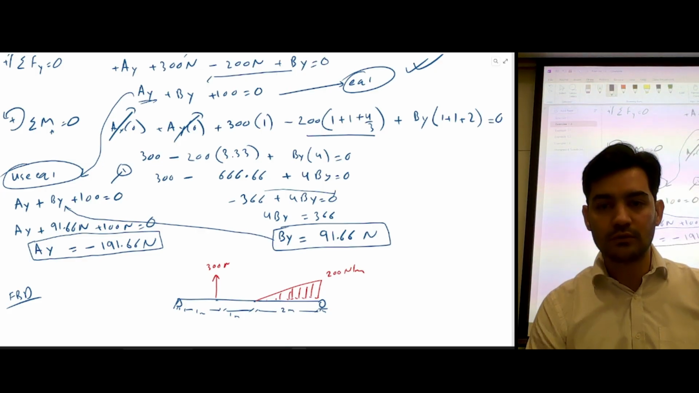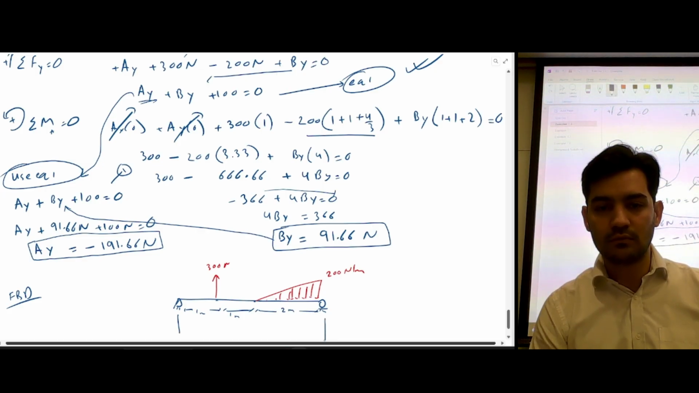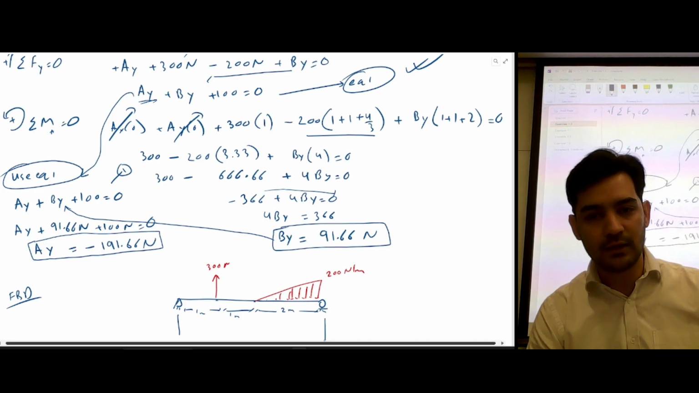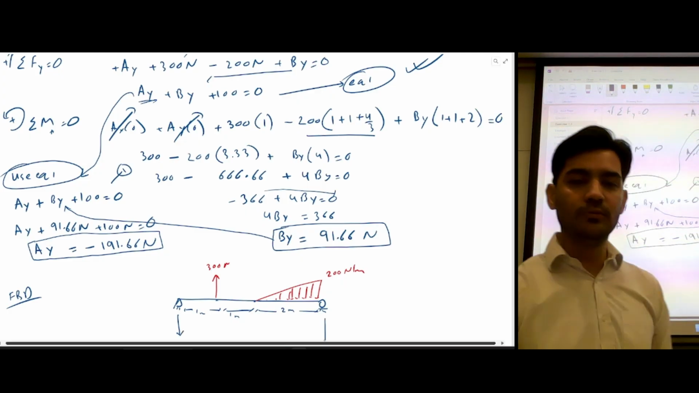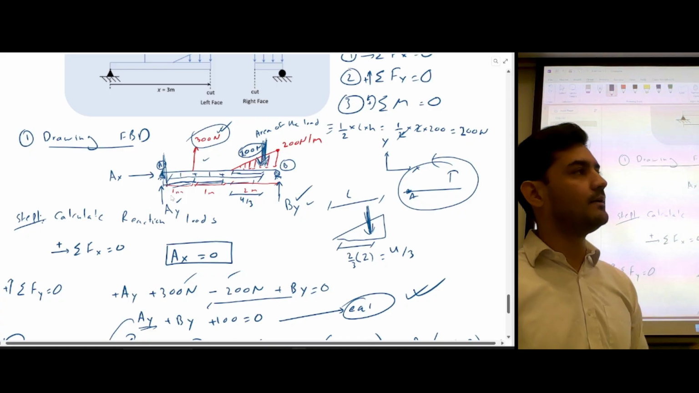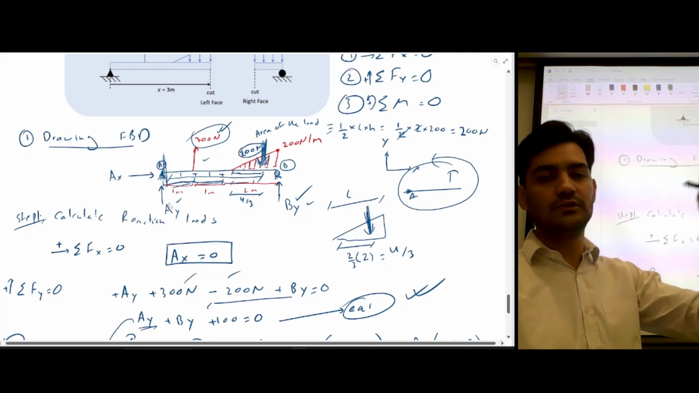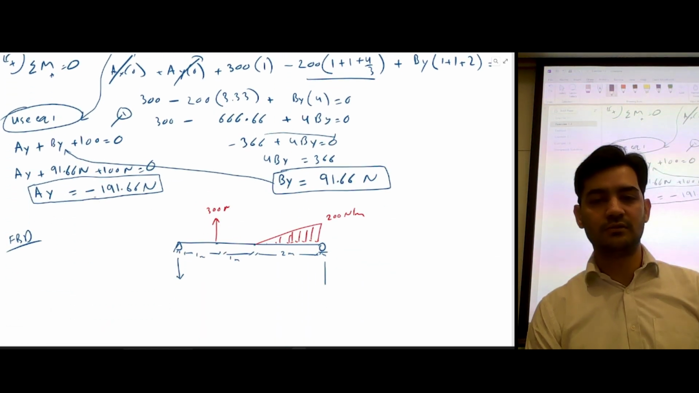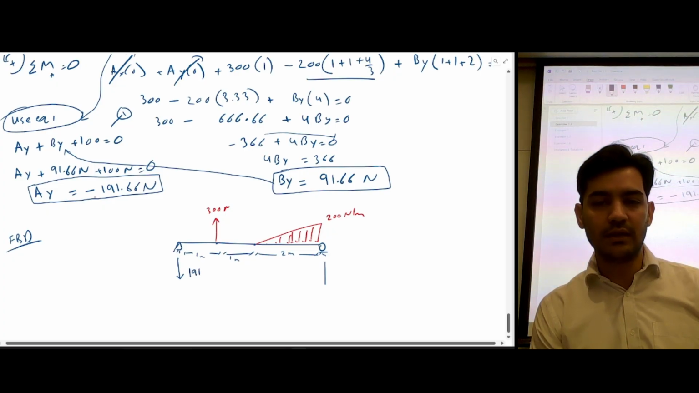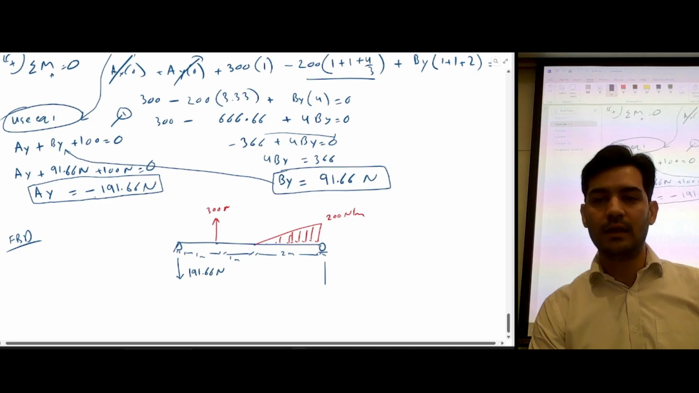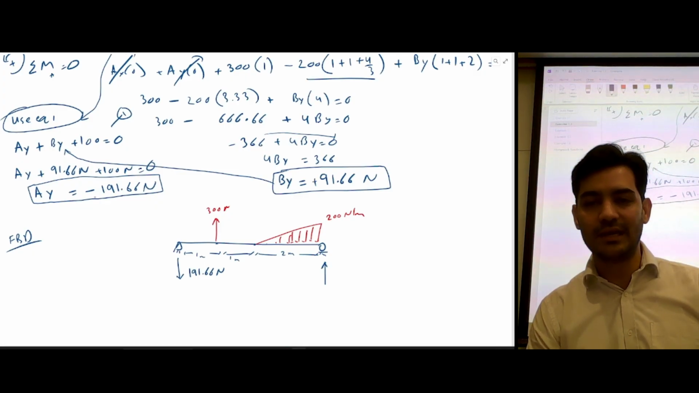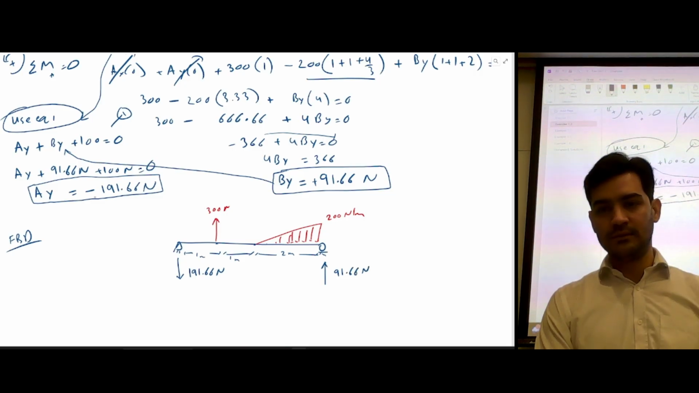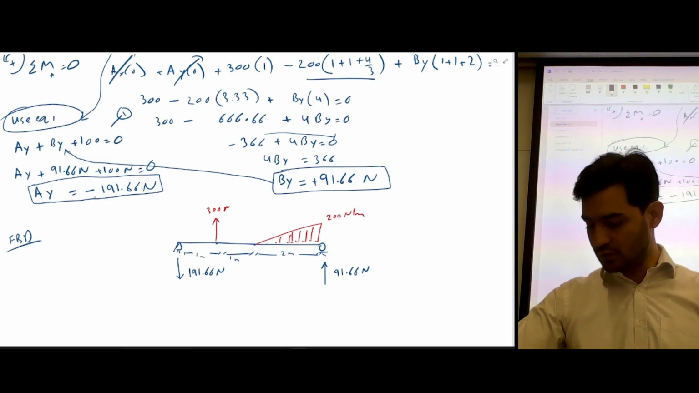Our AX is 0, but AY is negative. In the start we assumed the direction of AY was upward, but we got negative, so we're going to change the direction. So now we have changed the direction and the load is 191.66 Newton. And By got the same positive sign, so we're going to keep the direction the same, which is 91.66 Newton. So that's the reaction loads we got.